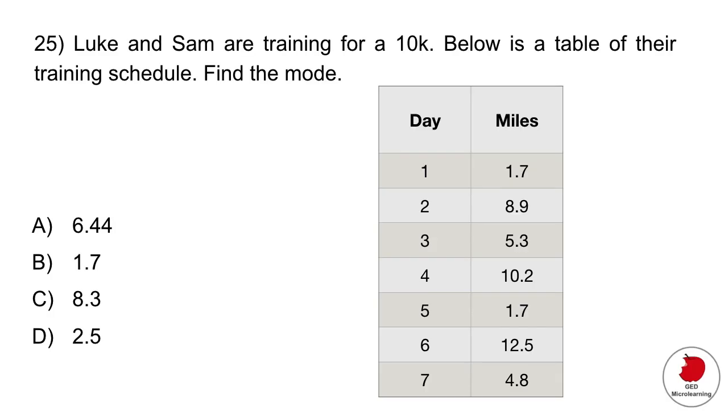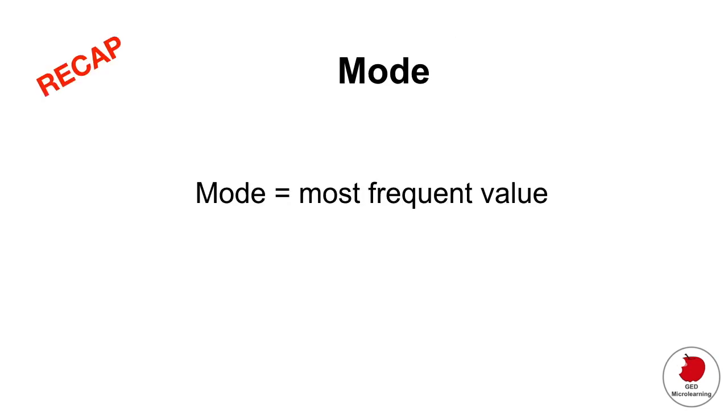Okay, so question 25 is a statistics problem. It says Luke and Sam are training for a 10K. Below is a table of their training schedule. Find the mode. In the statistics questions, you'll always find mean, median, mode, and range. Those are the common questions. So just as a recap, remember that mode simply means the most frequent value.